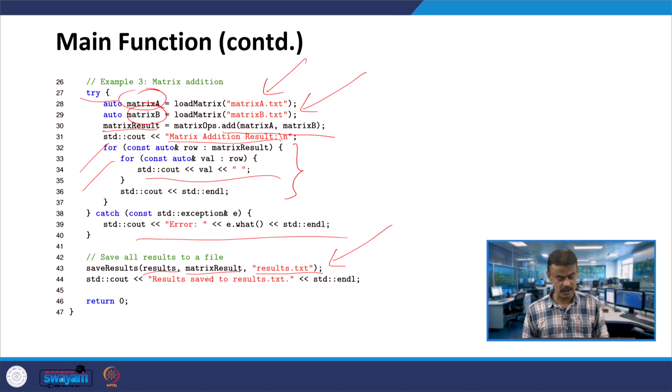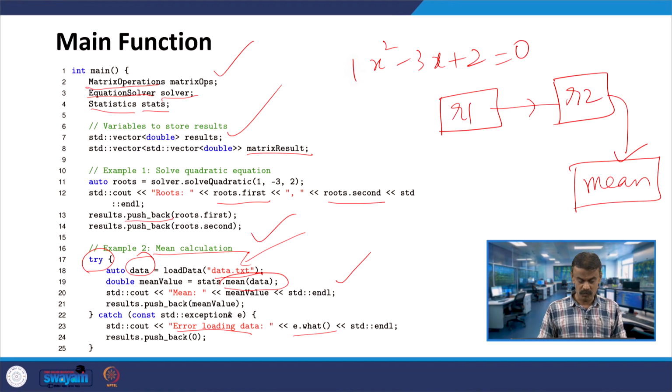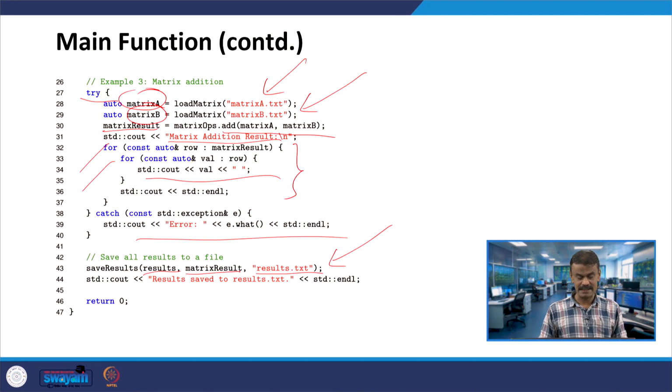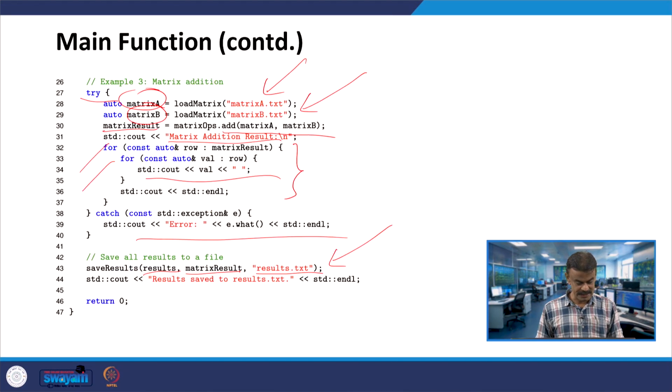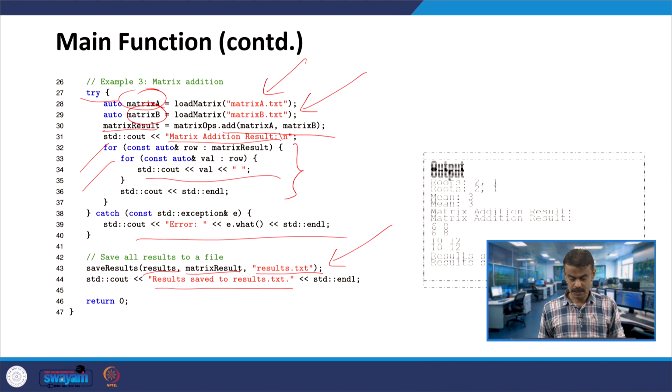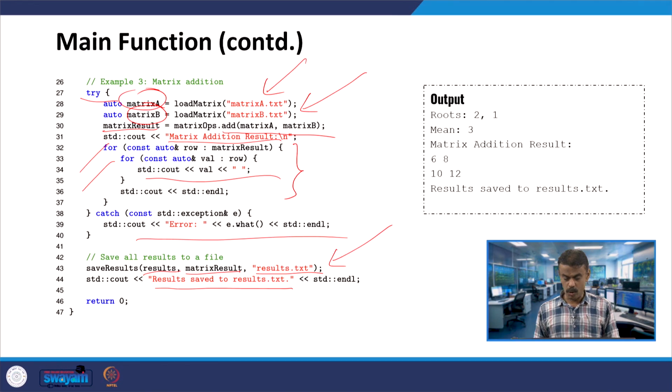We will see all the files, whatever files we are using. One file we are using is data.txt, another file is matrix A.txt, third is matrix B.txt, and the result you are going to write to results.txt. So, here you have results: you are passing results, matrix result, and the file that it is going to write, and then it will save it to results.txt. So, when I run the code, I have to get the output. So, before that we will see what all the files are. We will go and see the files.